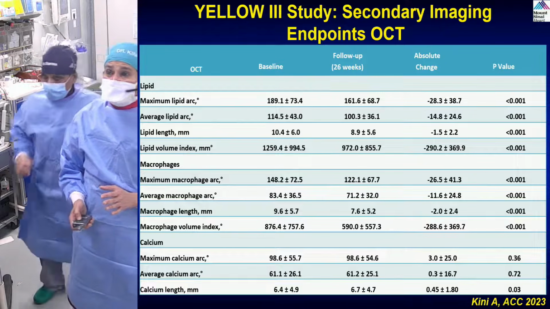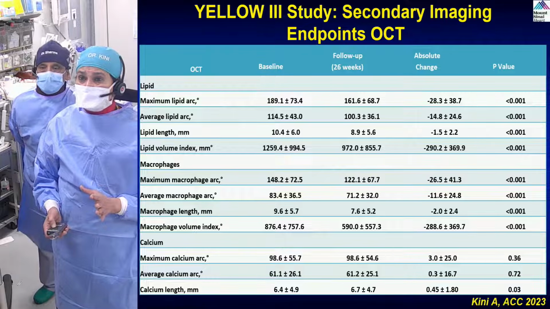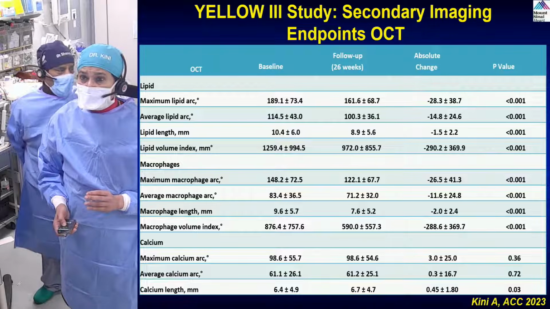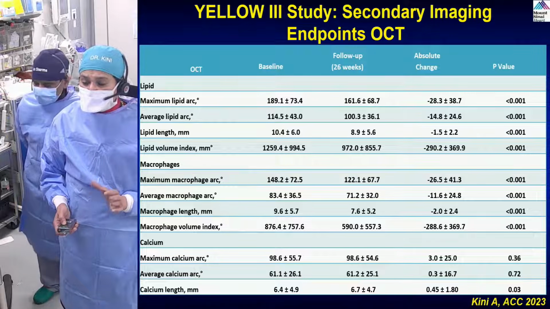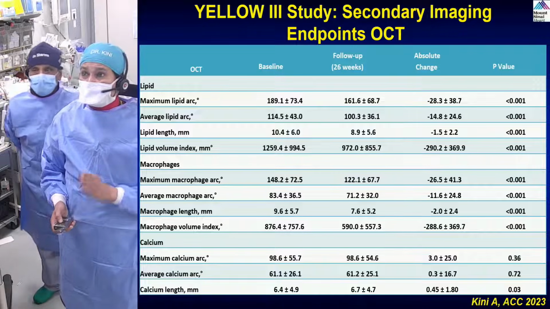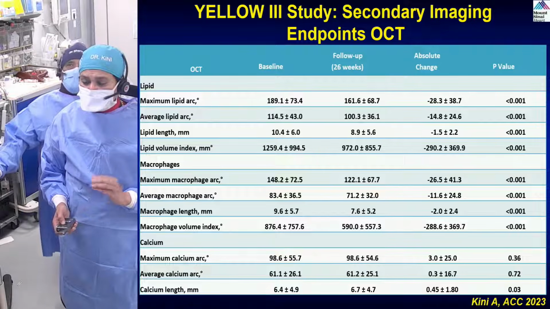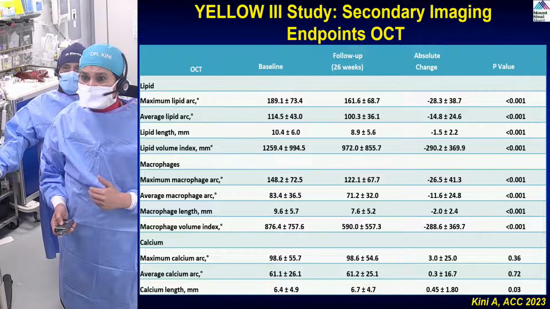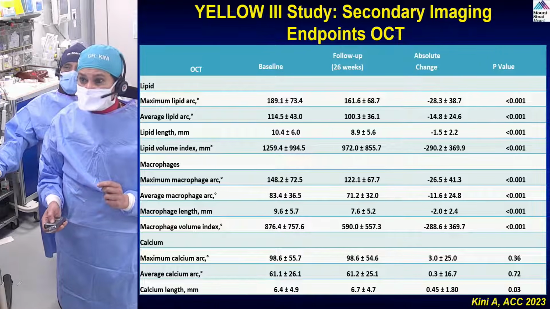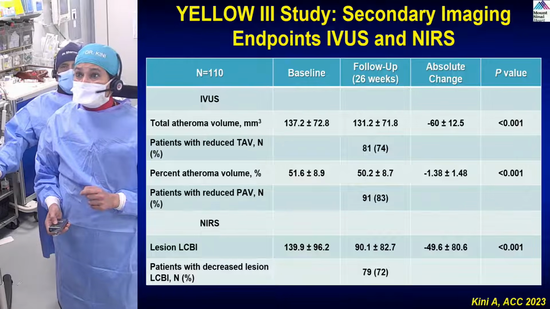So other secondary imaging endpoints are important: all the lipid parameters change. Macrophages also change, which is actually the arc length. This is a surrogate for inflammation, and you see that decrease at follow-up. And calcium, which we know that when the lipid changes, how the plaque heals is that you start seeing an increase in calcium. Our calcium length increased, which was also significant, 6.4 to 6.7 with a p-value of 0.03.